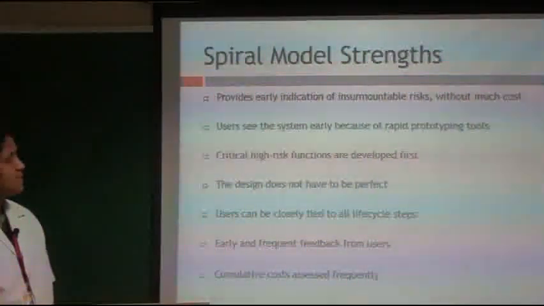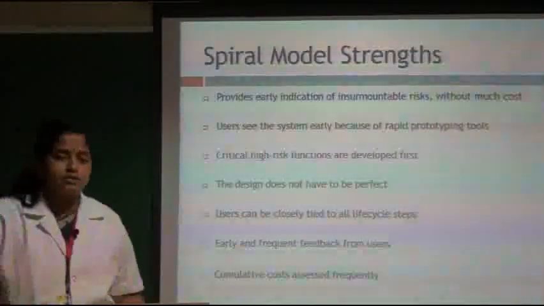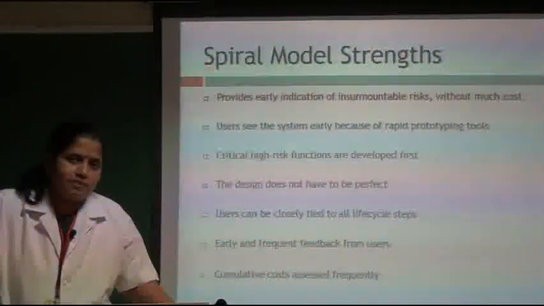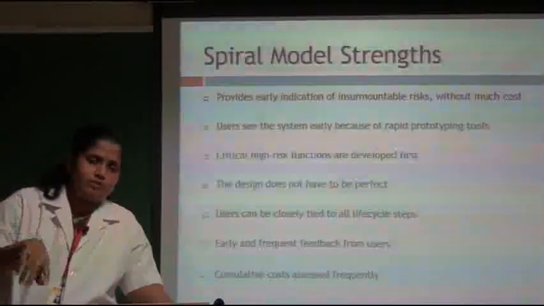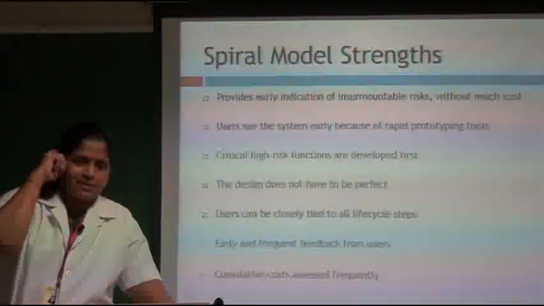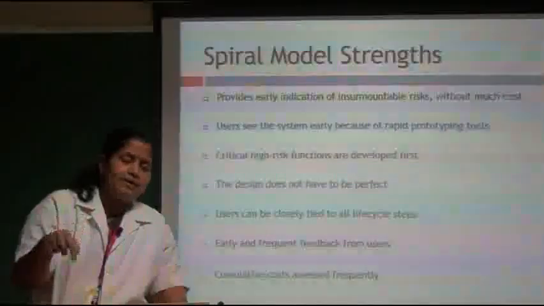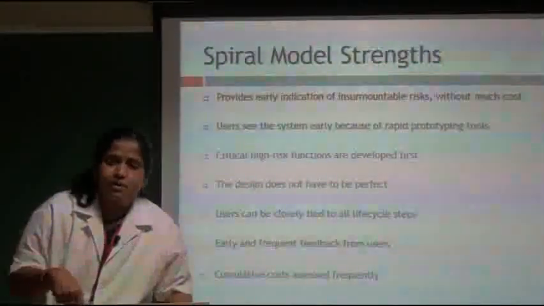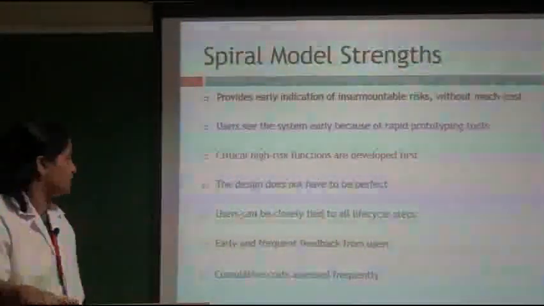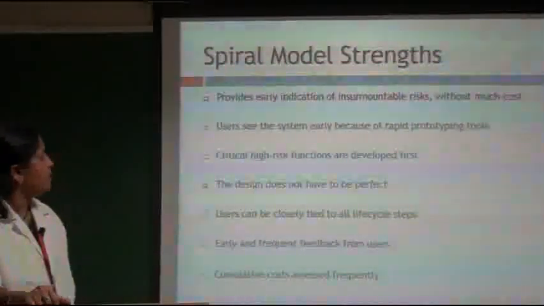And users can see the system because of the rapid prototyping model. It uses prototype technology plus the waterfall model. After doing one complete spiral, the prototype is given to the user for feedback. After that, it keeps modifying. So it uses both the prototype model as well as the waterfall model.